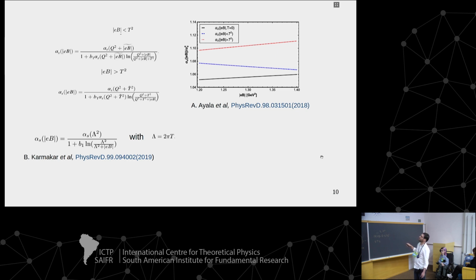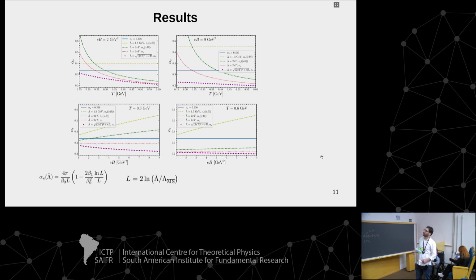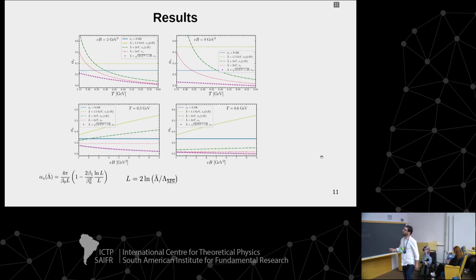The coupling constant increases as the magnetic field increases. And in the case of the magnetic field less than T squared, the coupling constant decreases. All this was motivated to reproduce inverse magnetic catalysis, right? So what we are going to do then, we choose 5 different ways of calculating the pressure.